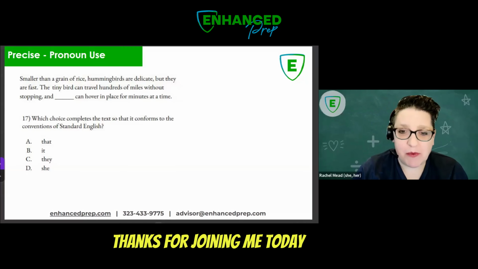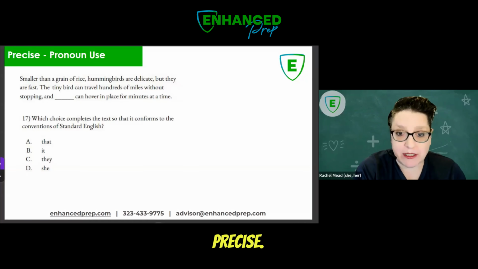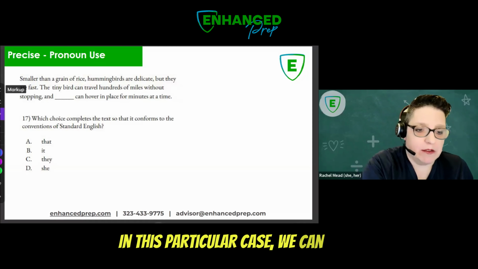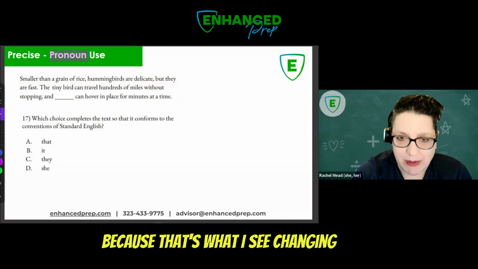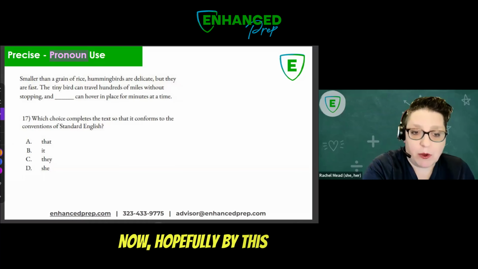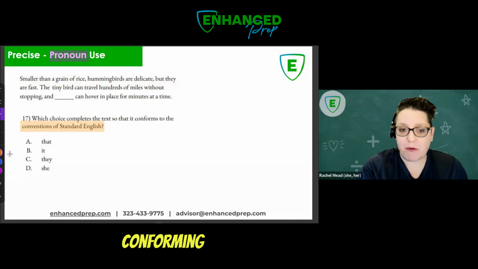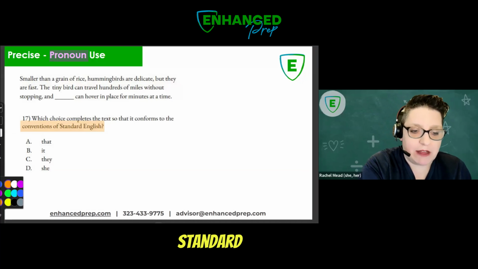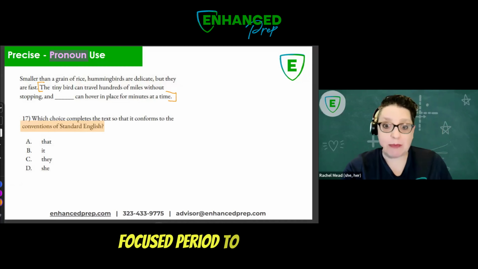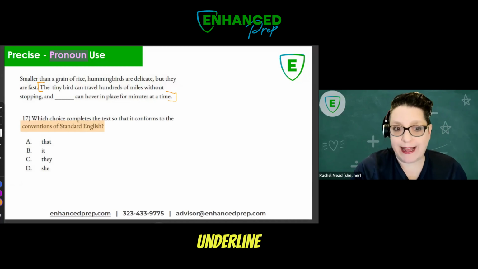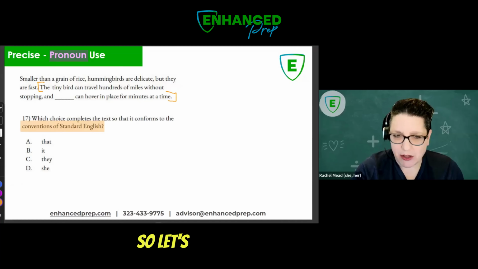Thanks for joining me today while we take a look at this SAT writing and language question that talks about being precise. In this particular case, we can also tell that we're focusing in on pronouns because that's what I see changing in my answer choices. Now, hopefully by this point in time, you're remembering that if we have a question that's asking us about conforming to the conventions of standard English, we should only be focused period to period where our underline is. Anything else happening in our text is there to be a distraction. So let's look at what we have.